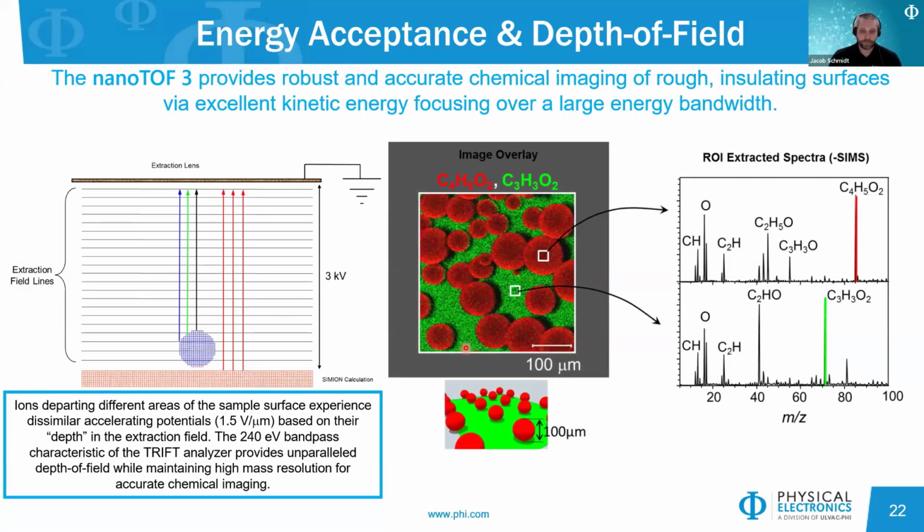This is a sample of some organic spheres on a substrate. Since these are insulating samples, the ions emitted from the top of the spheres will exhibit less acceleration potential than the ions emitted from the bottom of the sample. However, because we have a wide bandpass acceptance of the secondary ions, we will achieve high mass resolution at the top of the sample and at the bottom of the sample, and thus we can identify both of these organic ions.